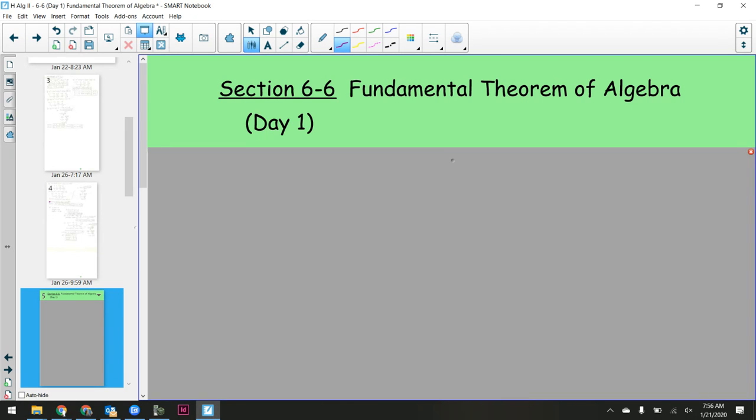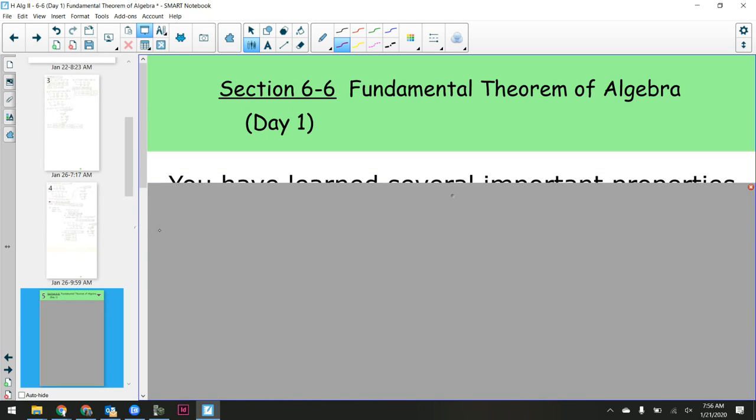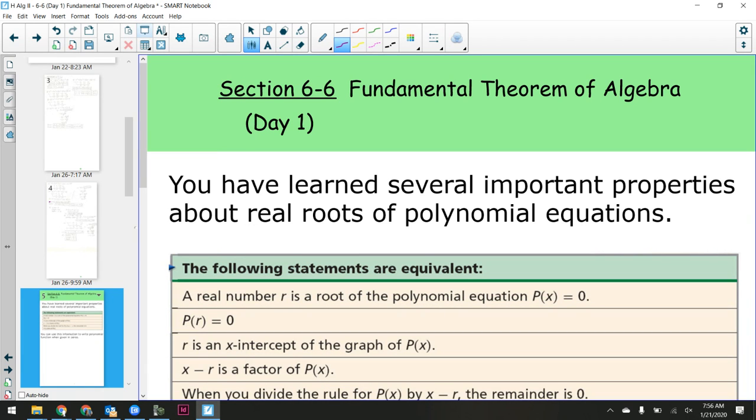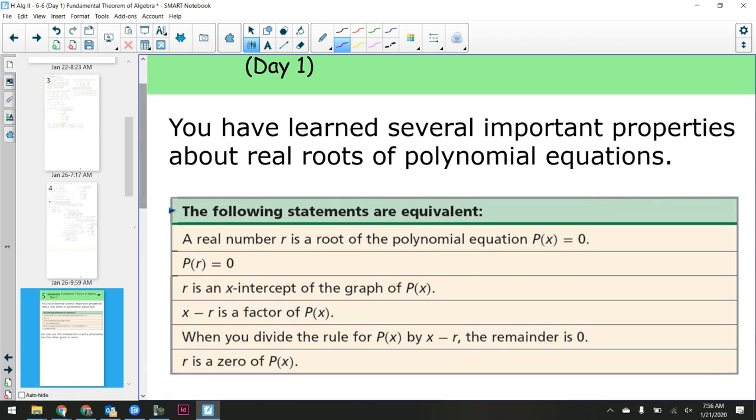All right, so again, this is section 6.6, day 1. We're going to do section 6.6, day 2 tomorrow. So the first thing that I want to talk about is a recap. Now, you don't necessarily need to write these down, but this is a recap of everything that we've learned thus far about roots of polynomials.